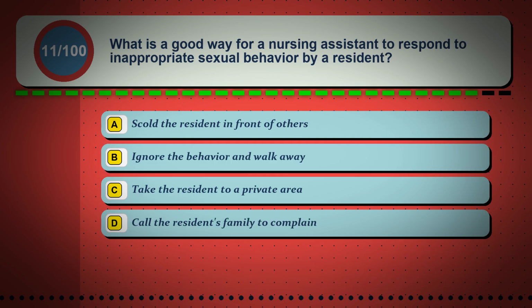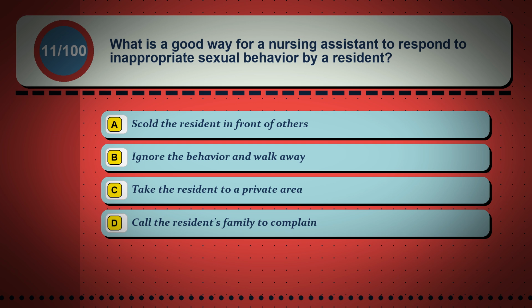Question 11. What is a good way for a nursing assistant to respond to inappropriate sexual behavior by a resident? Option A, scold the resident in front of others. Option B, ignore the behavior and walk away. Option C, take the resident to a private area. Option D, call the resident's family to complain.